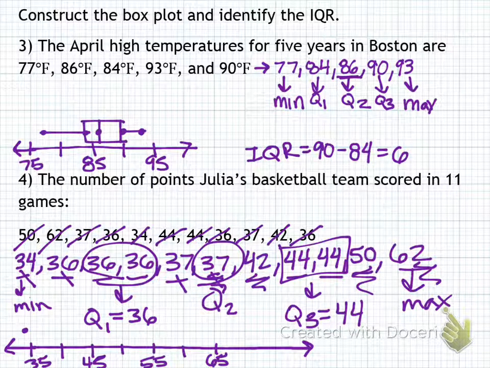Okay, now Q1 is 36. That's going to be here. Q2, what's Q2? 37. Okay, so that'll be right there. Q3? 44, so that's here. And what's the max? 62. Okay, so with the middle 3, I make the box. And with the outside, with the min and max, I do whiskers to them, okay?